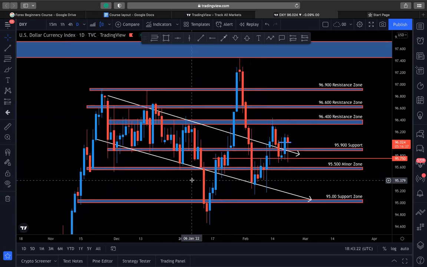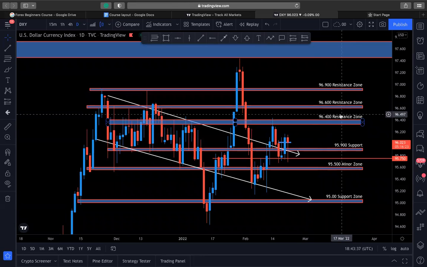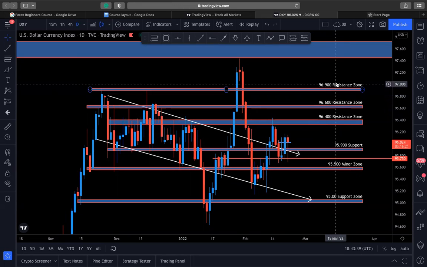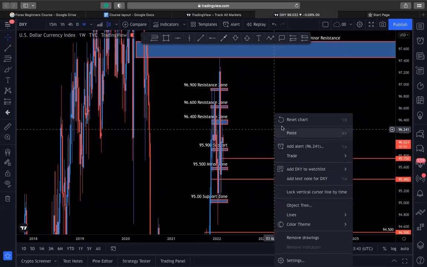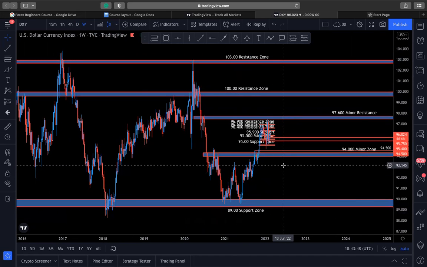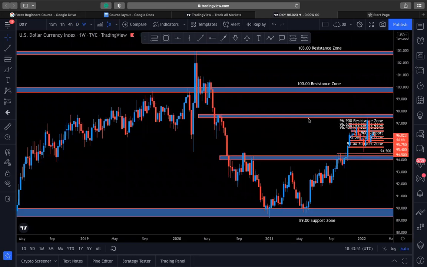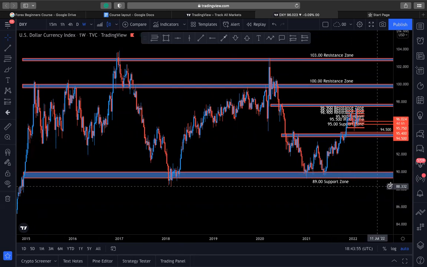So let's take a look, bringing back our technicals on DXY. We see every time I mark up the chart, I am mainly just marking up my support and resistance zones at quarter point or whole number levels. So if we look at all my levels, they are all whole number or quarter point levels: 95500, 95000, 96400, 96600, 96700. And even on my major weekly levels, if we zoom out, we see 100 flat, 103 flat, 89 flat.